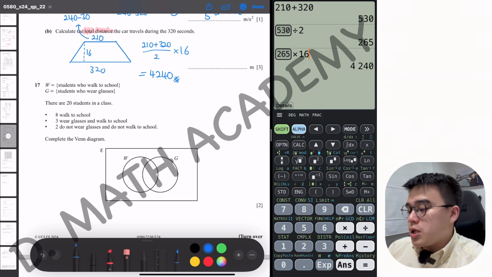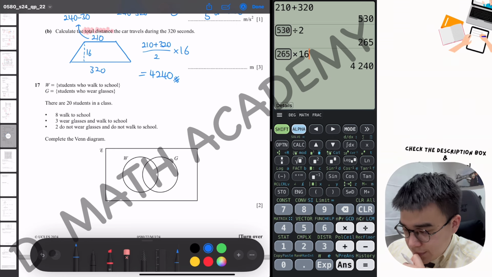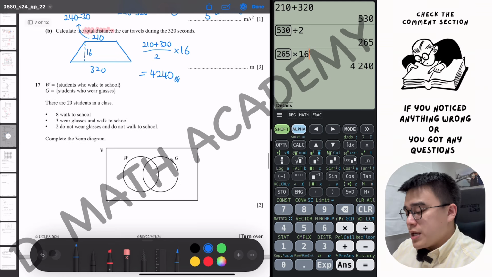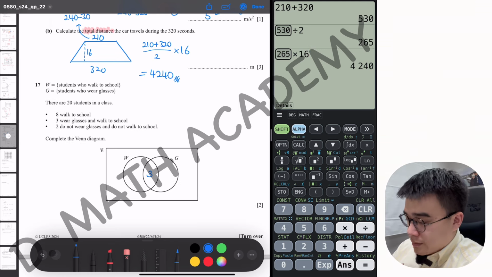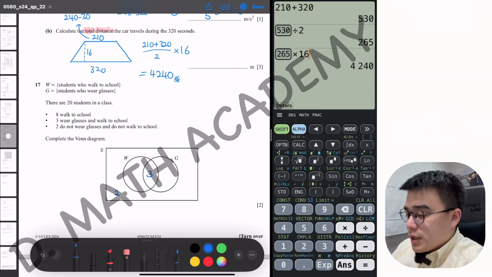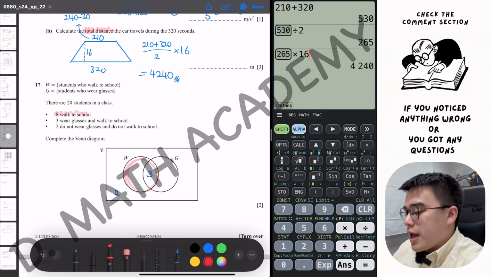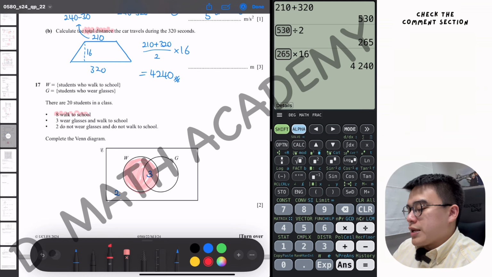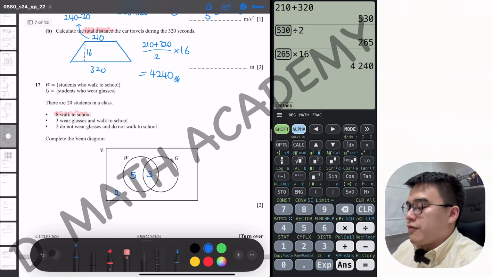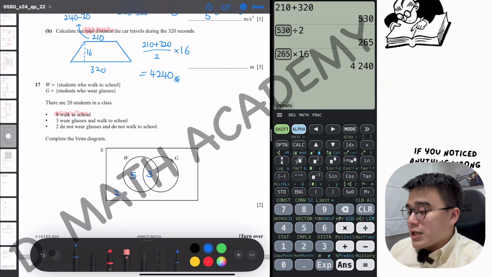Students who walk to school, students who wear glasses, there's a total of 20 students in the class. 8 walk to school, 3 wear glasses and walk to school at the same time. So the only thing that I can fill in for sure is the 3. 2 do not wear glasses or walk to school. And then there was a total of 8 people who walk to school. This 8 actually covers this entire circle. If 3 of them was an overlap, that means a balance of 5. 5 of them is actually the ones that walk to school only with no glasses on.